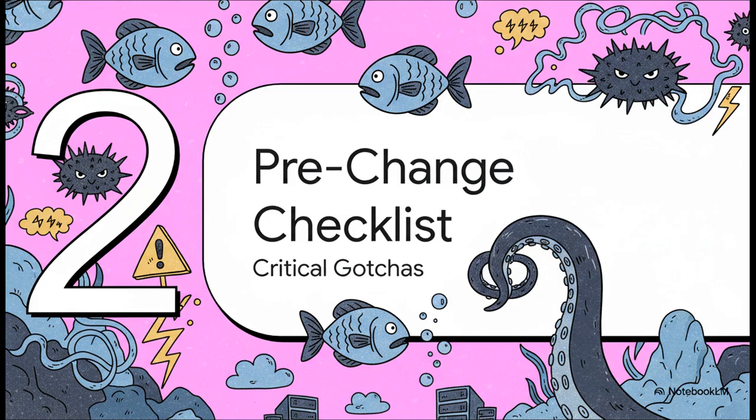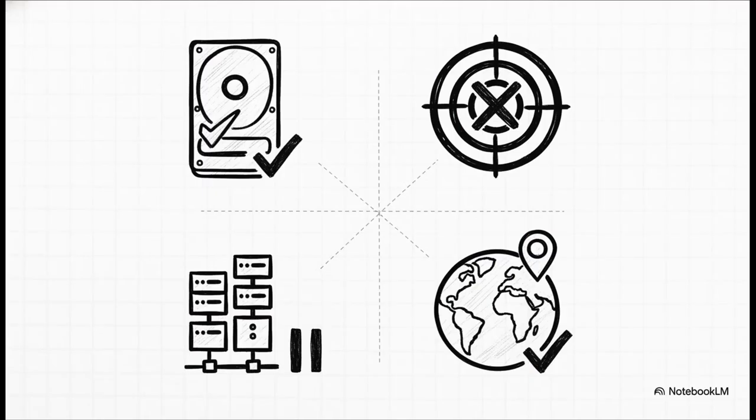Which brings us to Section 2, the pre-change checklist. Let's plunge underwater and look at these critical gotchas. First up, your instance absolutely must be EBS-backed. If you're running an instance store-backed instance, you simply cannot change the instance type. End of story. Next, spot instances. You can't change the instance type of a spot instance at all, so don't even try.